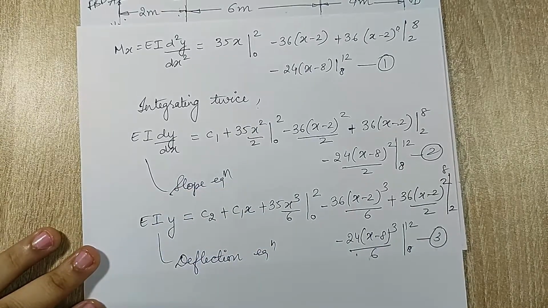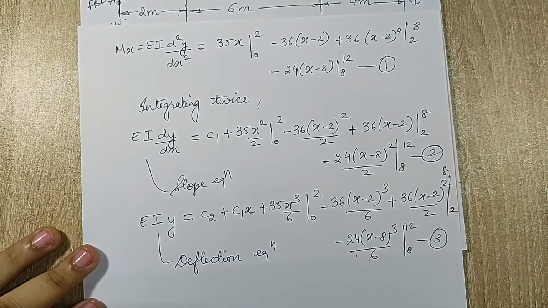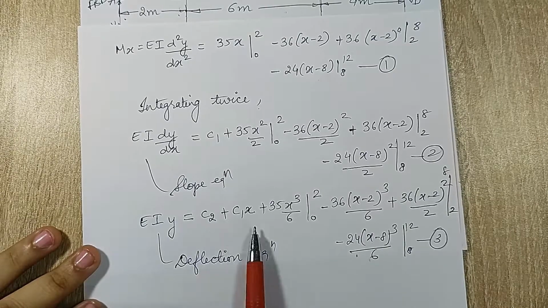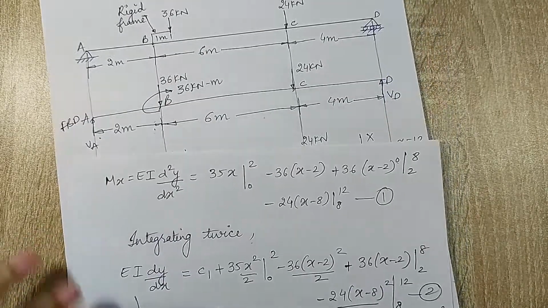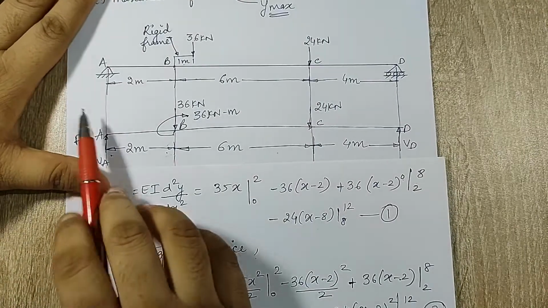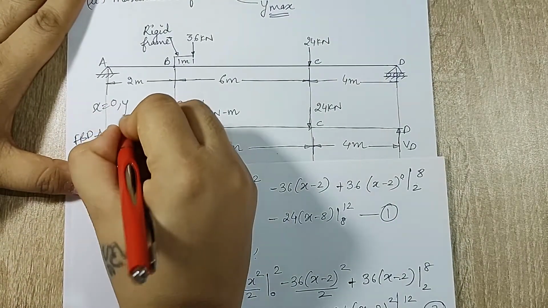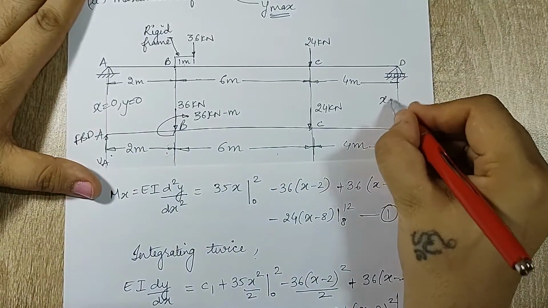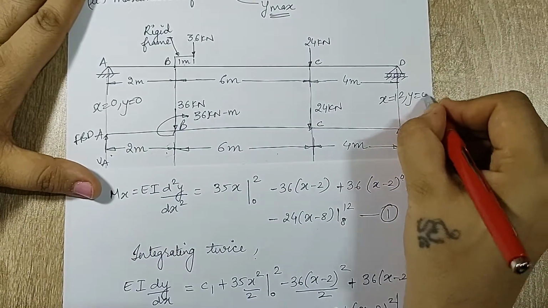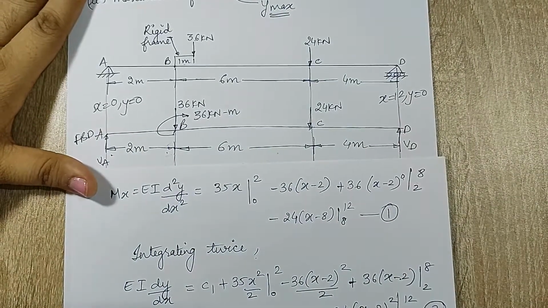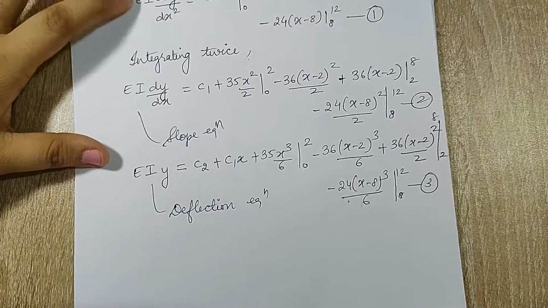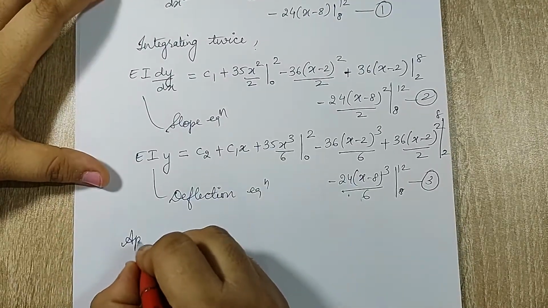So this is how you are supposed to get the three equations. Now I want to calculate the value of C1 and C2. So I'll have the boundary conditions from the diagram. At A there is a hinge. So at x equal to 0, y is equal to 0, and at x is equal to 12, I have again y is equal to 0. I'm going to apply these boundary conditions. So I'll write here applying boundary conditions.